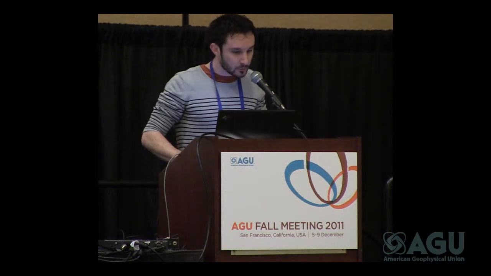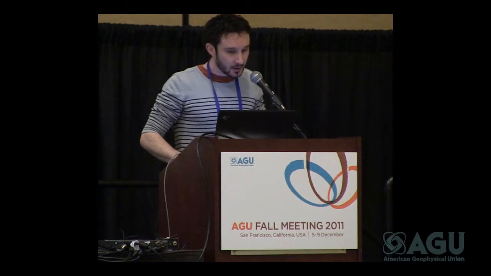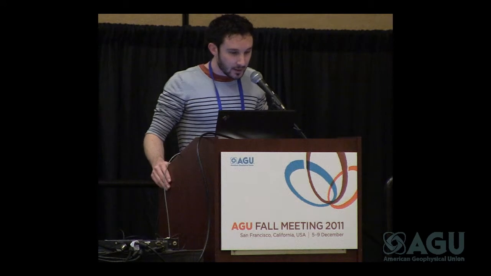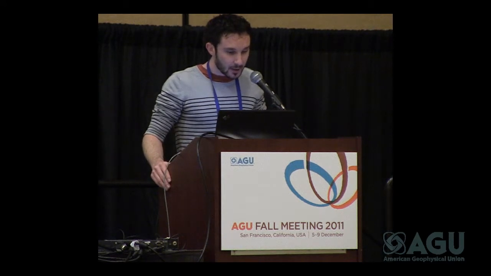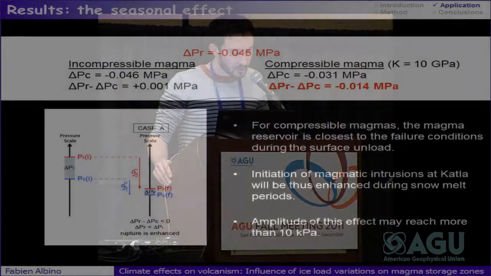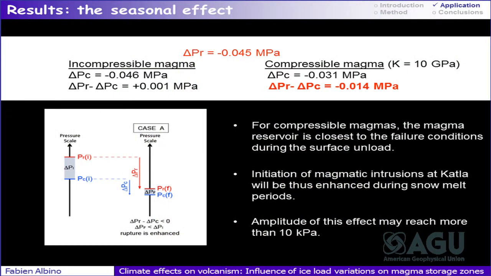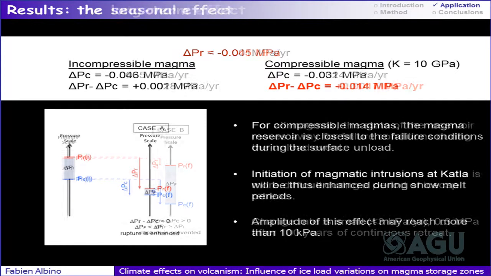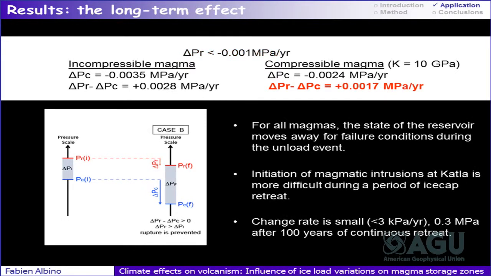So I don't want to go into the detail of the mechanical principle, and just here I will give some results if I consider a seasonal unloading at Mýrdalsjökull. I have globally promoted the failure of the magma chamber, meaning that initiation of magmatic intrusion will be enhanced during the snow melt period, and that is consistent with the historical eruption.